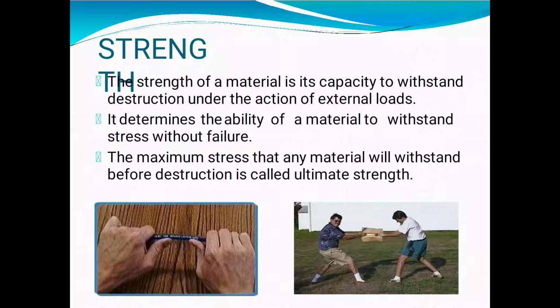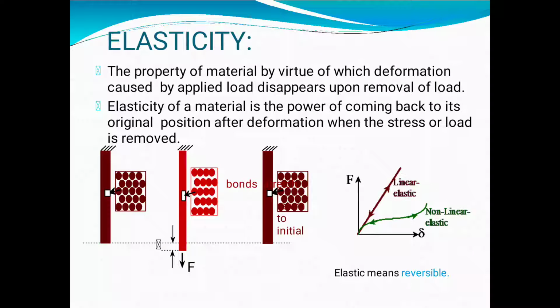Strength: the strength of a material is its capacity to withstand destruction under the action of external loads. It determines the ability of a material to withstand stress without failure. The maximum stress that any material will withstand before destruction is called ultimate strength. Elasticity: the property of a material by virtue of which deformation caused by applied load disappears upon removal of load. Elasticity of a material is the power of coming back to its original position after deformation when the stress or load is removed. Here I have shown linear elastic and non-linear elastic behavior, force and sigma.